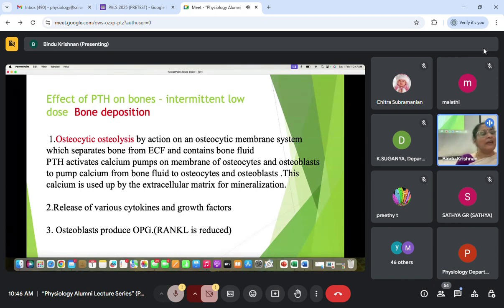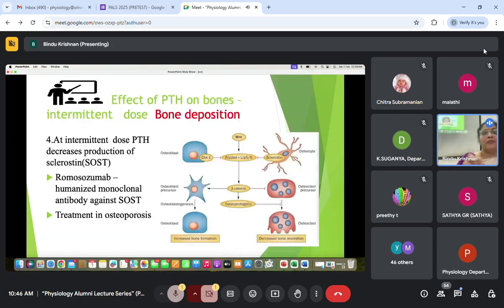So that is one mechanism by which this anabolic effect is happening, even when PTH is being given in low intermittent doses. The second is the release of various cytokines and growth factors. And third, you can see the osteoblast producing OPG. If you remember, when we were talking about resorption, it was RANKL which was more. But here, in the anabolic way, RANKL is reduced and the ratio of OPG is going to be more. And we know that if OPG is more, then it is more in favor of bone formation and not resorption. And the fourth important step is decreased production of SOST, that is sclerostin.